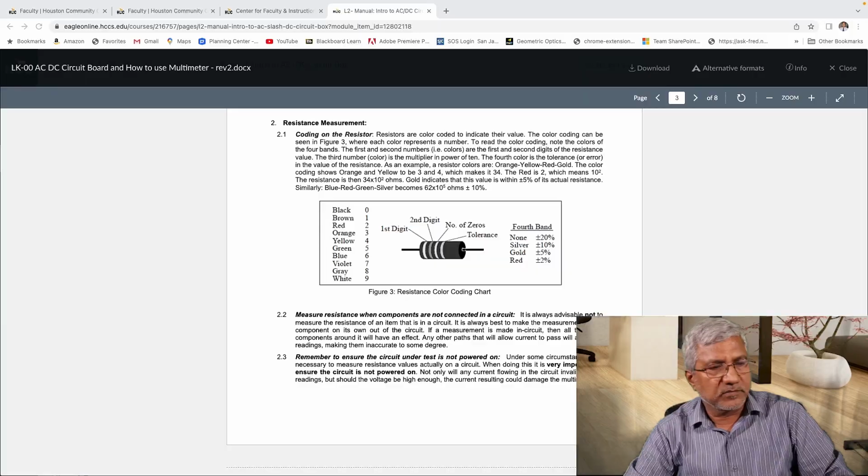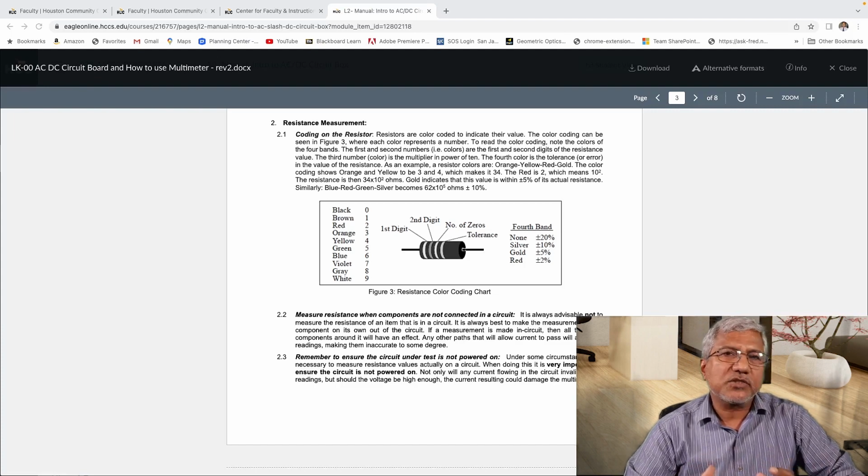Turn it off. If you do not turn it off, there is a battery included in the multimeter, and that's going to be drained. So remember to always put the selector switch on the off position, and turn it on and put it at the point where you want it, depending on what you're measuring.